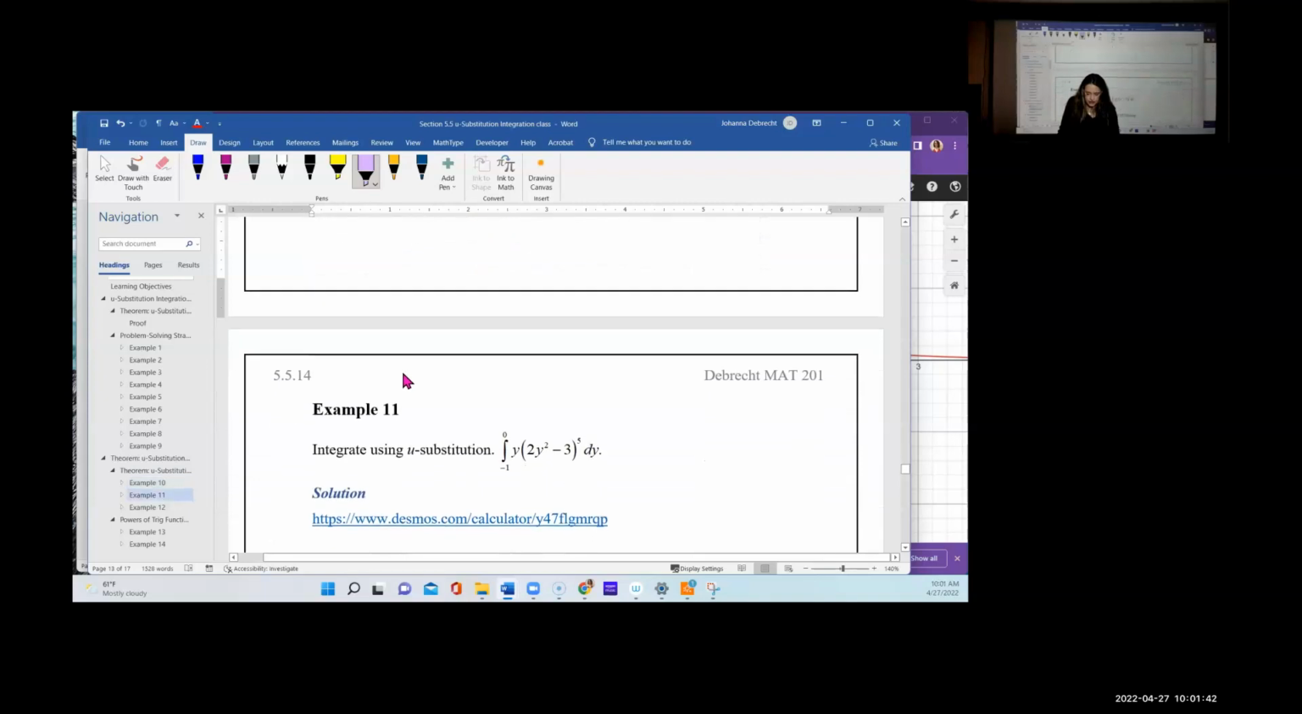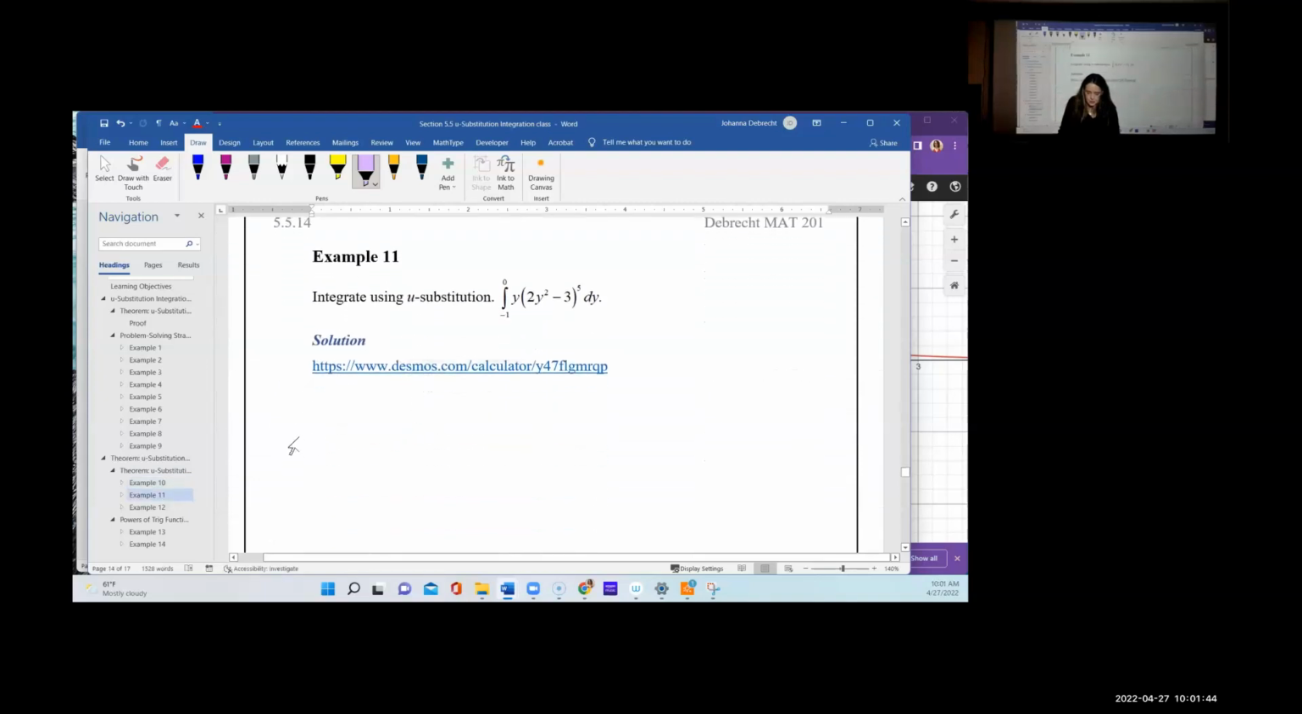Let's take a look now at example 11, which is another definite integral from -1 to 0 of y equal 2 times y squared minus 3, the quantity to the 5th. This one, it's a little more clear what u should be. In this case, I would say that u would definitely be what?